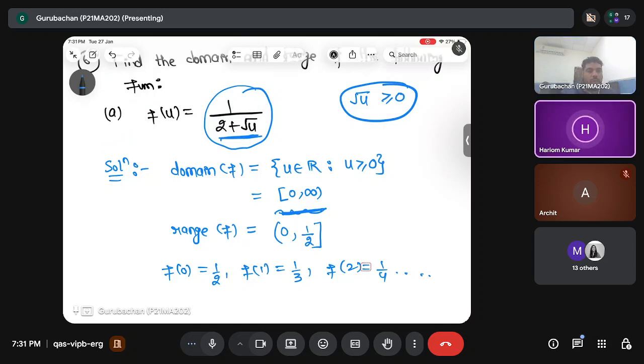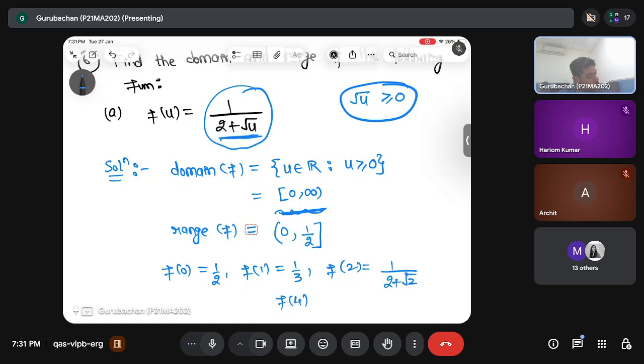1 by 4 will not be it, master. Hariom. So sir, this, 1 by 4 will not be it. Okay, sorry. 1 by 2 plus under root 2. If you put 1 and 4 here, now it is fine.